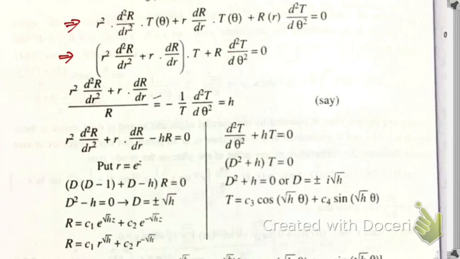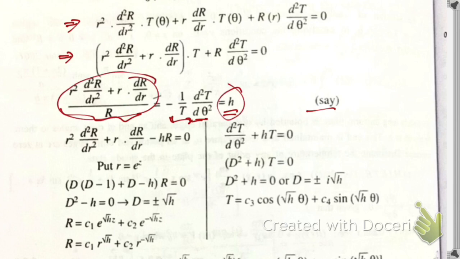Okay. So here you see, this is a function of t only, and this is a function of r only. So that's why we can say each of them is equal to a constant h. Let us consider each of them equal to h. Now let us take this equal to h first. So taking that, we have got this relation, and after simplification.